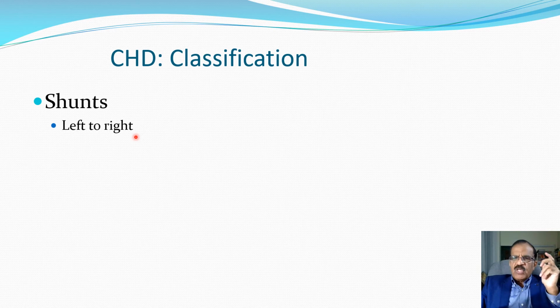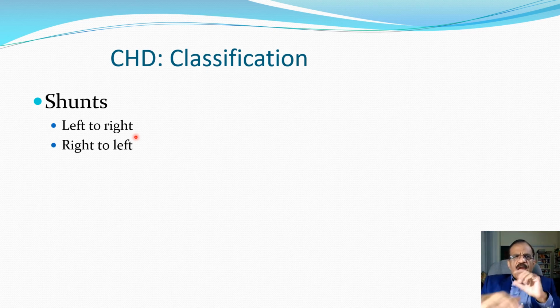So if there is just a simple communication between two sides, an anatomical defect between two sides, it would result in a shunt, and the shunt will always be from left to right. That means blood from the left side will go to the right and then will recirculate to the lung. But occasionally there may be a right to left shunt. You just cannot have a right to left shunt if you just have an abnormal communication between two sides. You need to have an additional abnormality, and that additional abnormality is an obstruction to the right-sided outflow.